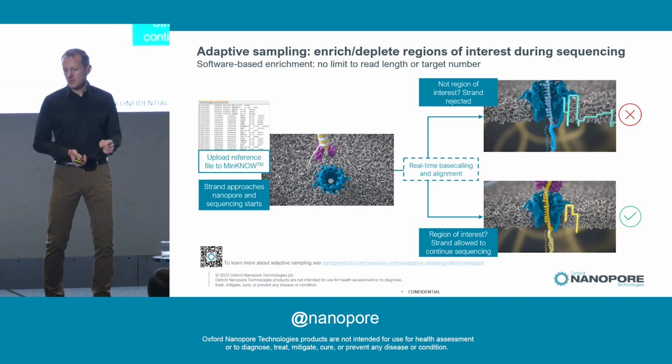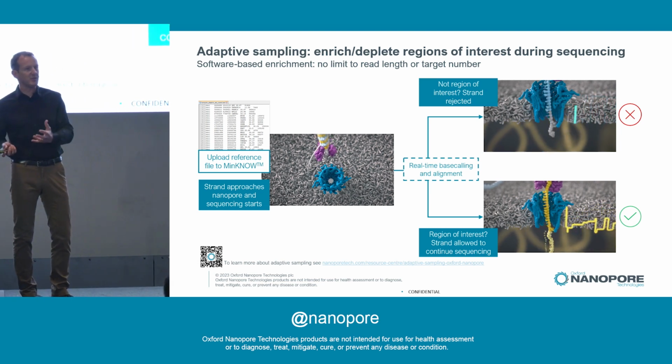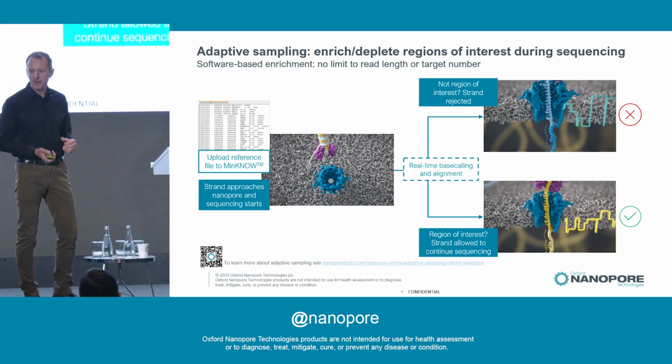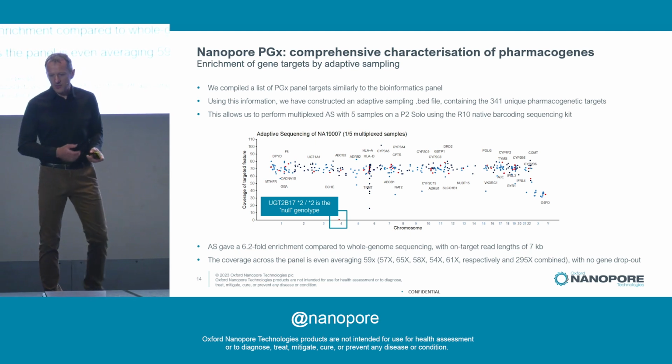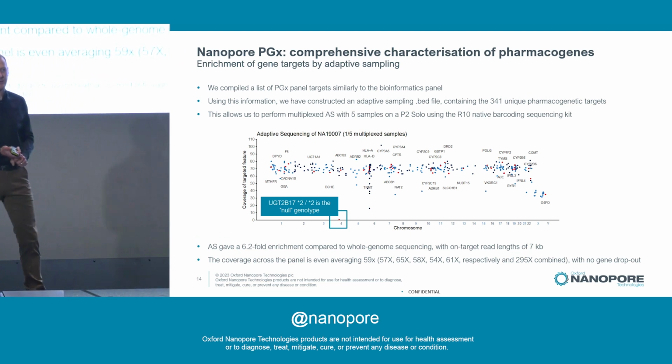And you can do something else as well. So instead of telling the software regions that you do want to capture, you can, if it suits your experimental design, tell it regions that you don't want to capture and do a depletion method instead. But here we did enrichment. And so this shows the exact same 341 gene panel done with adaptive sampling.